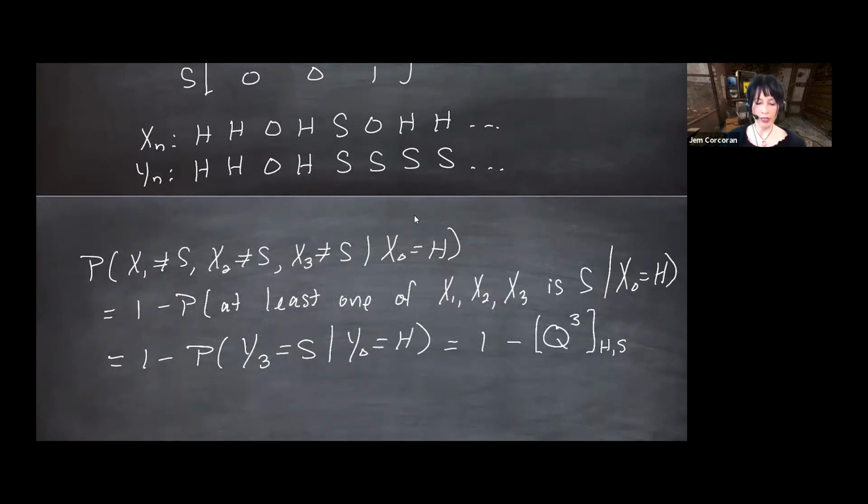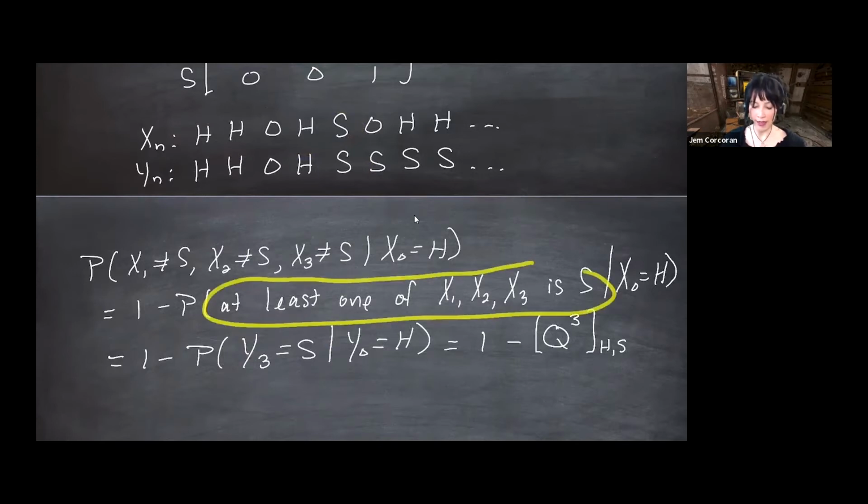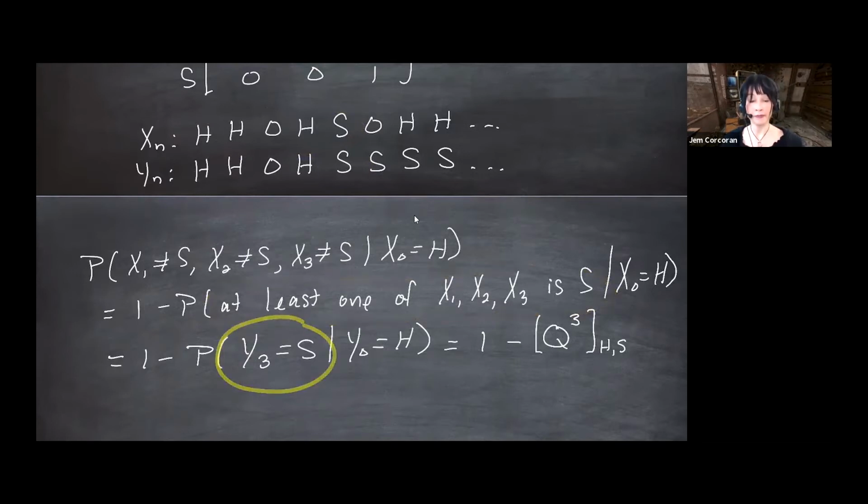Just one more time. The Y chain ends sad if and only if the X chain was sad at least once. And if the X chain is sad at least once, then the Y chain will end sad. So at least one of the X's being sad is equivalent to Y3 being sad.